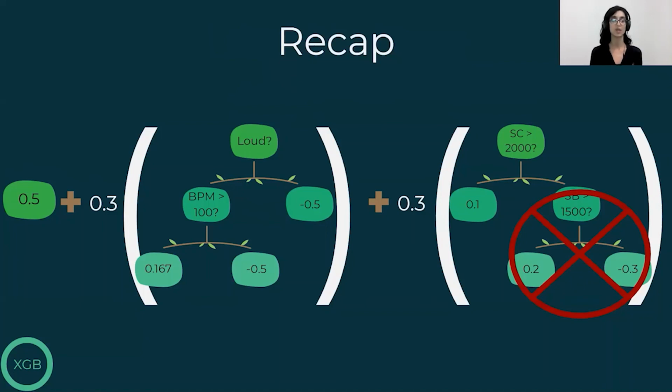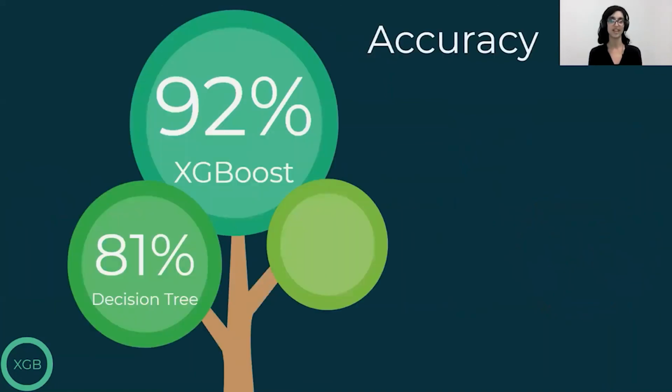I ran XGBoost on my dataset of genre classification and got the amazing improvement of 92% accuracy. Much better. Remember the two features I mentioned in the beginning, tempo and spectral centroid? When I looked at the feature importance of these two models, I noticed the decision tree didn't use them at all, while XGBoost used all of the features.